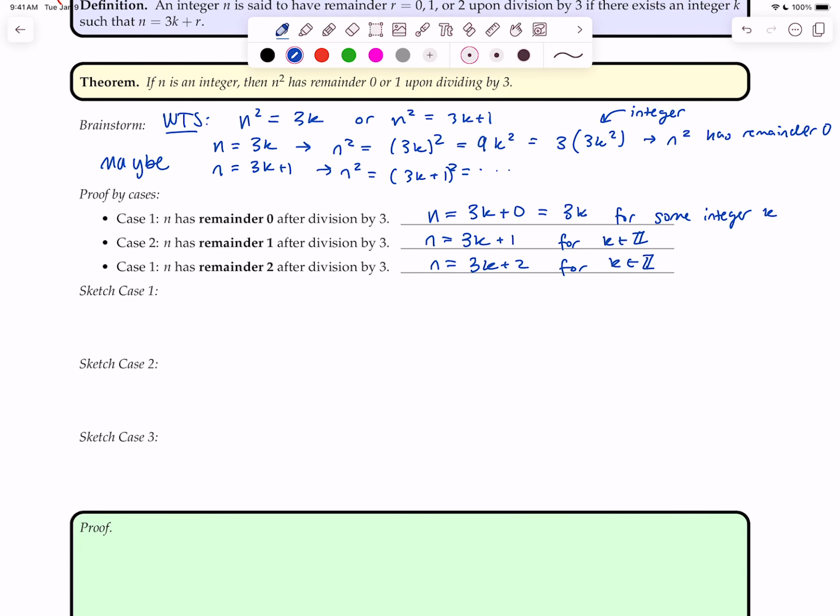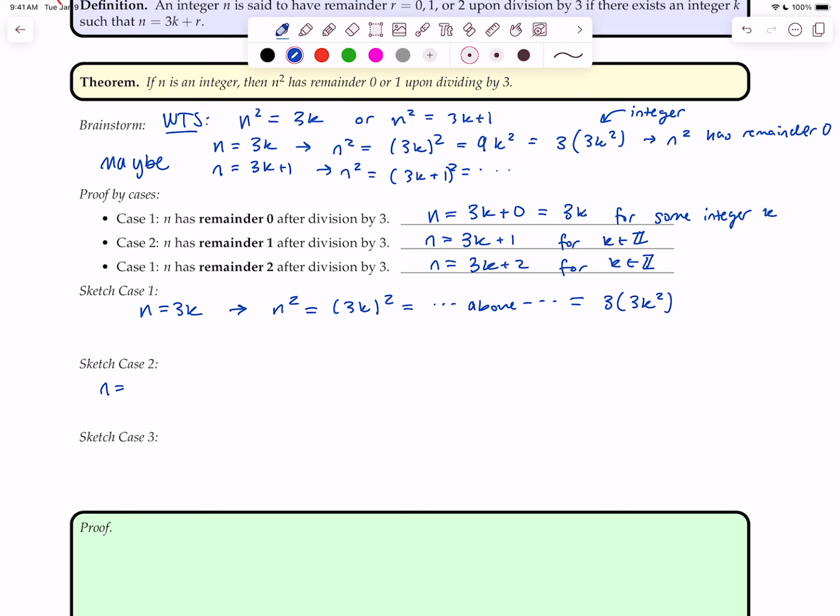So for the sketch of case 1, I did it above. You get n equals 3k. And then what happens when you do n squared? Well, you get 3k squared equals, and we did this above, 3 times 3k squared. So notably, it has remainder 0 upon division by 3, according to this definition. Let's check the other ones.